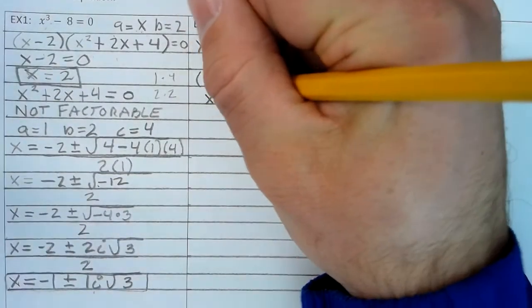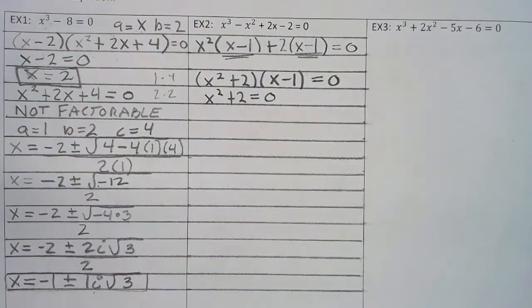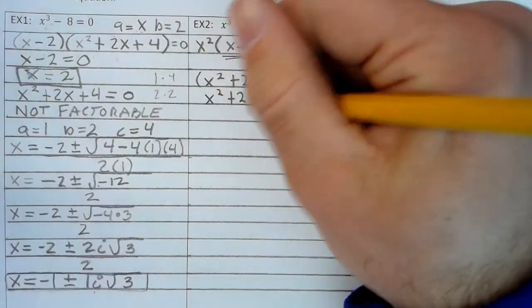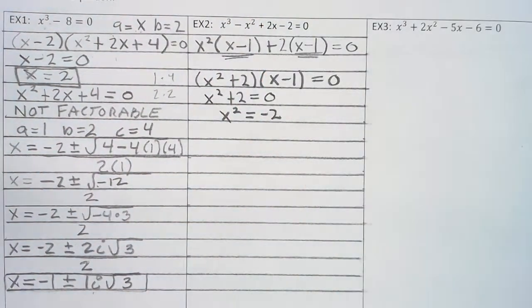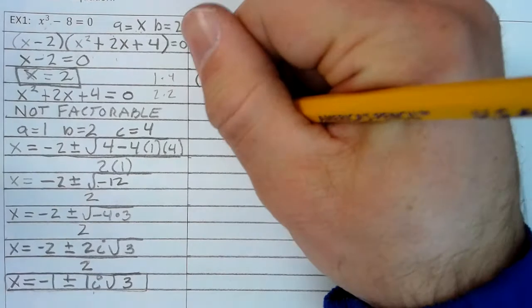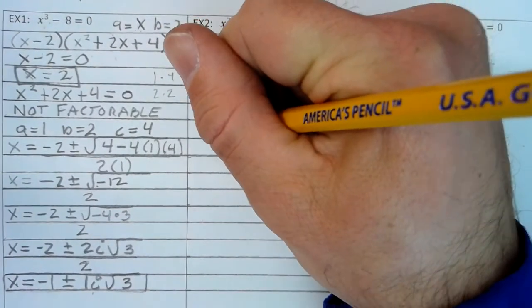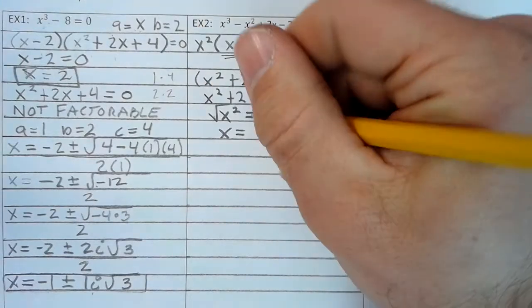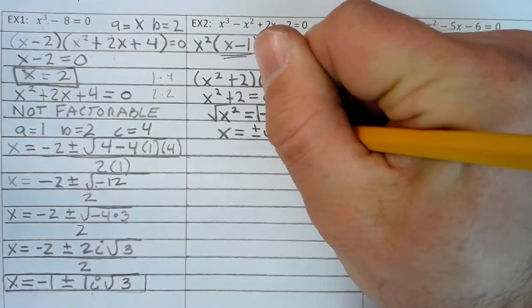So we can set x squared plus 2 equal to 0 and solve. So we subtract 2 from both sides, we get x squared equals negative 2. We square root both sides. Remember, it's plus or minus. So x equals plus or minus the square root of 2i.